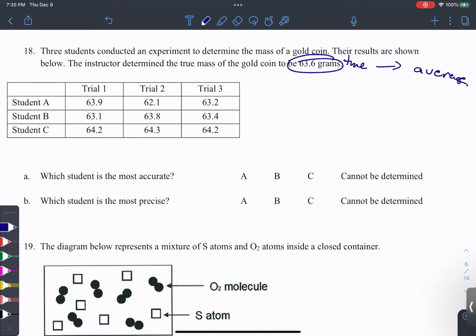What if you don't know the true value? Can you say anything about accuracy? No, you can't. All right. What about precision? We look at the range, the high and the low of the data points. Whoever has the narrowest range is the most precise. They could be way off. They might not be accurate, but they can be precise. So they're not mutually exclusive.